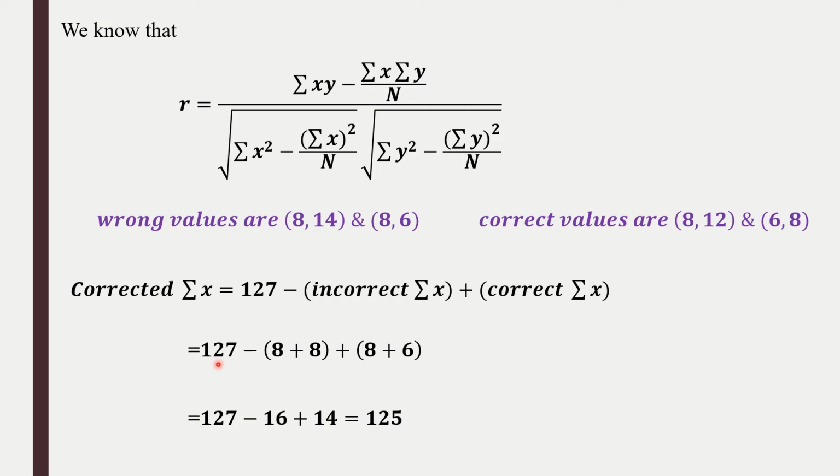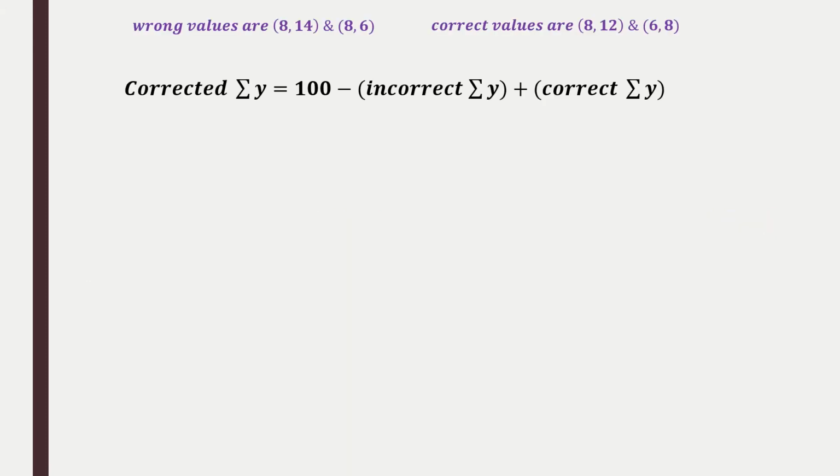When we simplify, we will get 127 minus 16 plus 14. That comes out to be 125. So we have got corrected summation x. Next, we have to calculate corrected summation y. Again, corrected summation y: subtract the incorrect summation y and add the correct summation y.